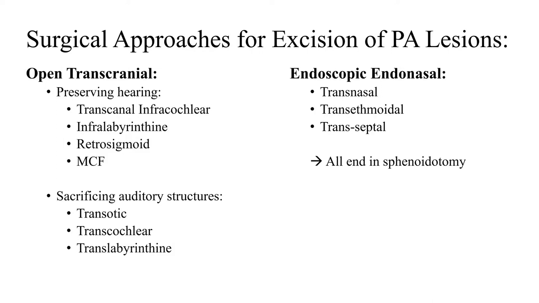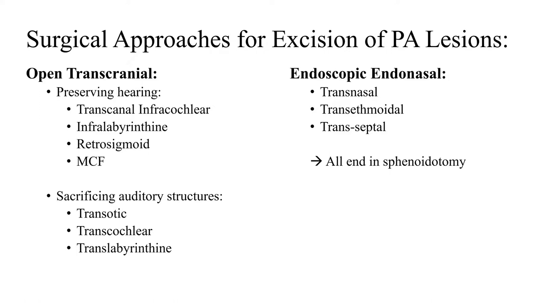So just briefly on some of the approaches, the open transcranial approaches obviously were developed first, and they would be categorized into those sparing or preserving the hearing, or those sacrificing auditory structures. So preserving the hearing would be a transcanal infracochlear approach, infralabyrinthine approach, or retrosigmoid. And obviously middle cranial fossa would preserve hearing but has significant morbidities as well. Approaches that sacrifice the auditory structures would be transotic, transcochlear, or translabyrinthine.